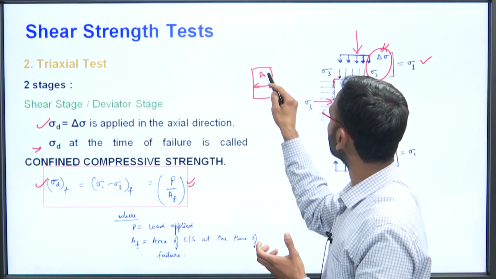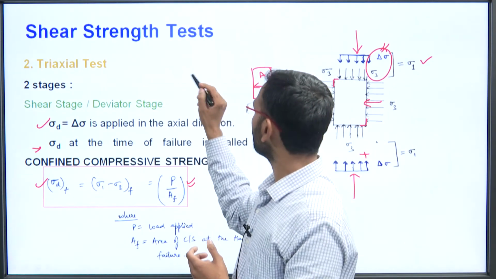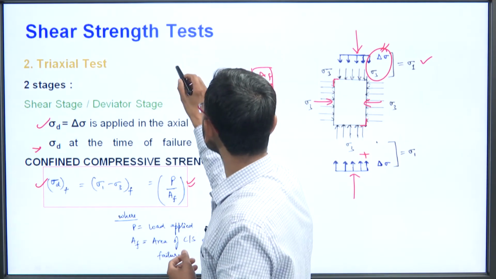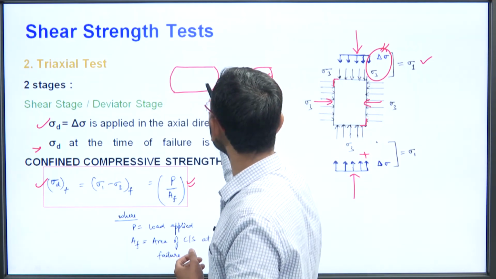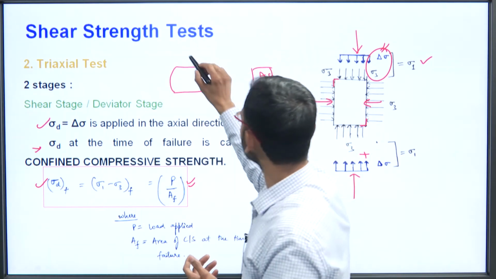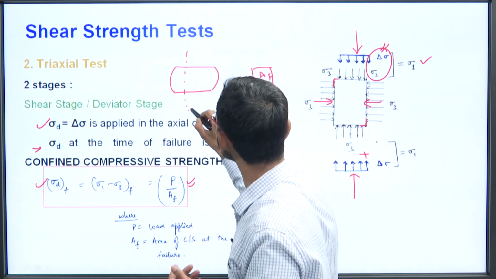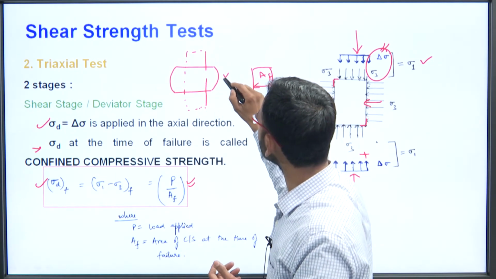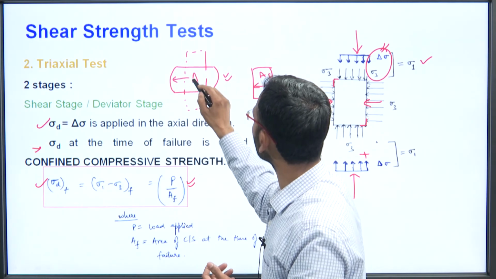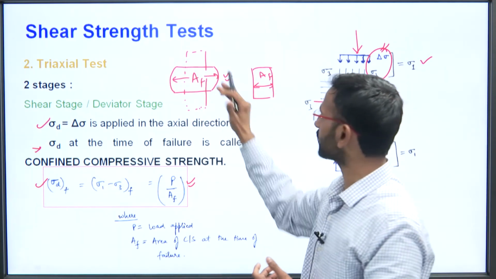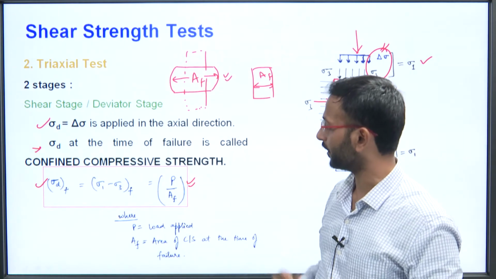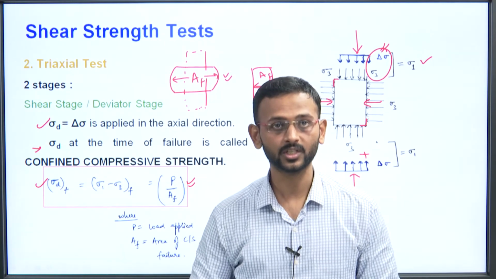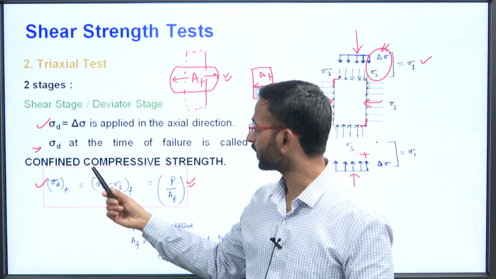Let us say the soil fails, and at the time of failure this area is AF. What happens when the load is being applied on the soil is that the soil remolds like this. The original soil sample was like this, but in the failure stage it is this much. So the area of failure will now be this area; you will take this cross-sectional area. This is the area of failure and the load which is being applied. In this way you can also calculate the confined compressive strength.